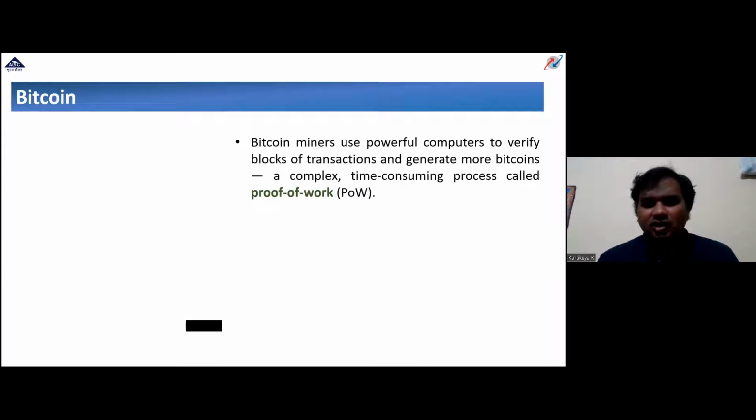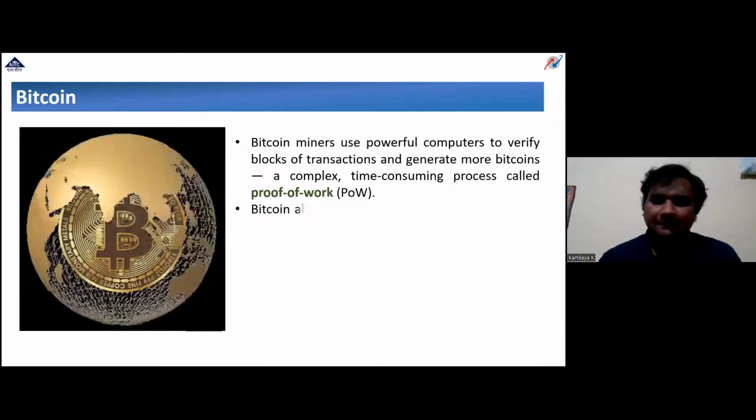So earlier we saw that, right? Each and every miner will be challenged with a puzzle. Only after solving that puzzle will they be rewarded. So Bitcoin miners use powerful computers to verify the block of transactions and generate more Bitcoins, a complex, time-consuming process called proof of work. They have to solve this puzzle called proof of work. Only after solving this puzzle will they be rewarded with Bitcoins.